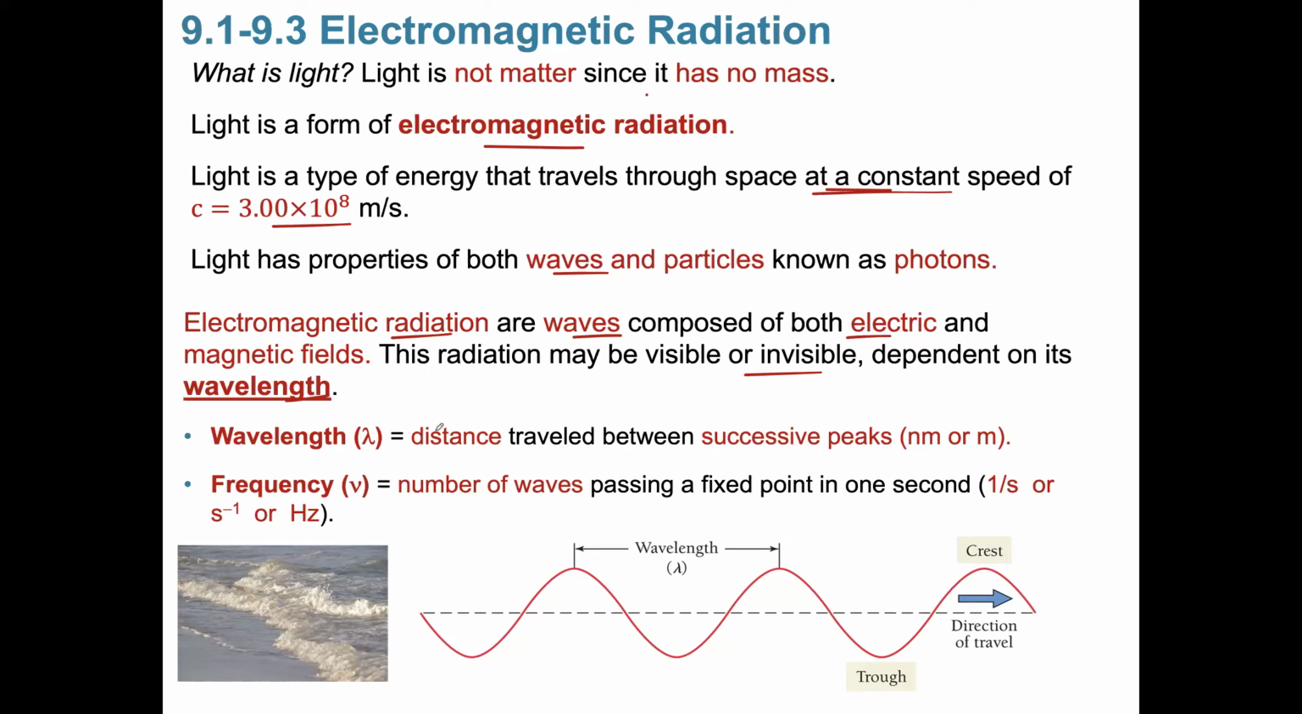And wavelength is the distance traveled between successive peaks. It's usually expressed using the Greek letter lambda, and the unit is nanometers or meters. So if you imagine that radiation travels like a wave, just like the waves you see on the beach, you will see the radiation travel like this. So the distance between the two peaks is what we call the wavelength.